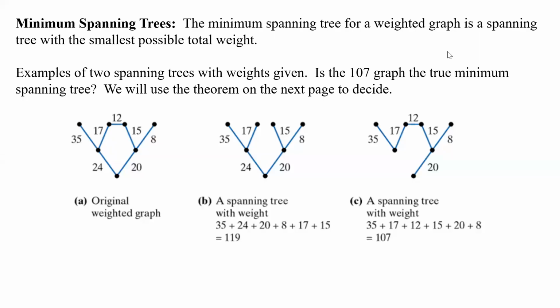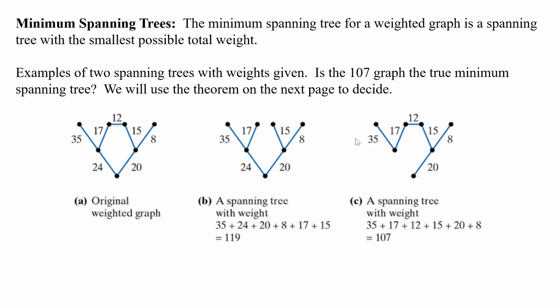All right, so minimum spanning trees. The minimum spanning tree for a weighted graph is a spanning tree with the smallest possible total weight. So we're kind of getting back into the smallest weights again. Now, examples of two spanning trees with weights are given. Is this one here basically the true minimum spanning tree or not?